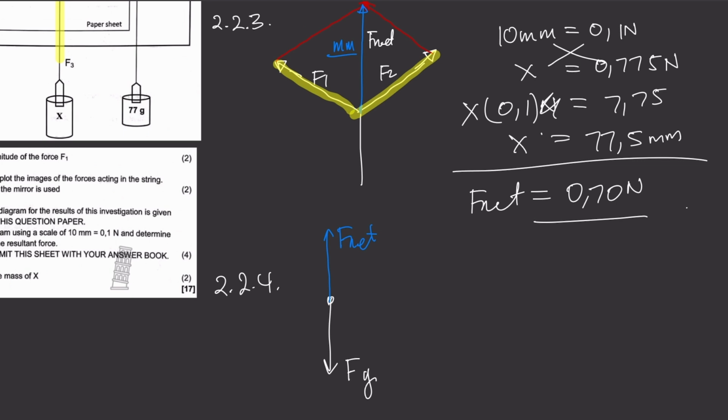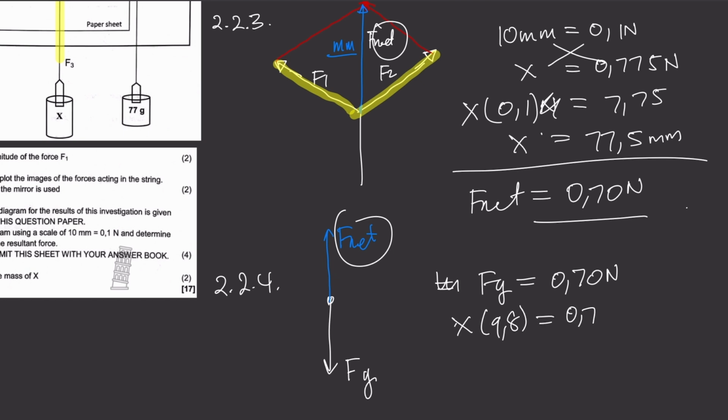Now, since this object is not moving, we can say that Fg is equal to F net, which is 0.70 newtons. And Fg is equal to the mass, which is x, times gravity. So x is equal to 0.7 divided by 9.8, and you get an answer of 0.07 kilograms.